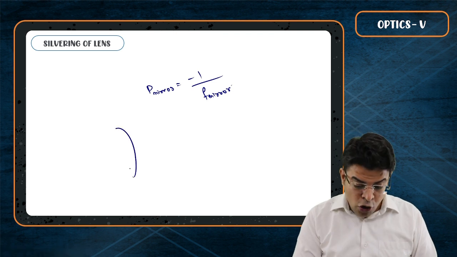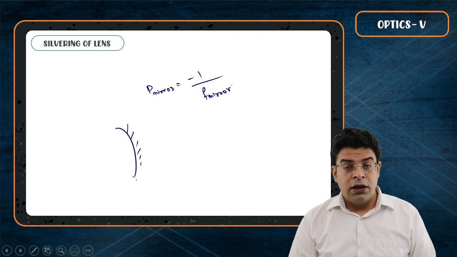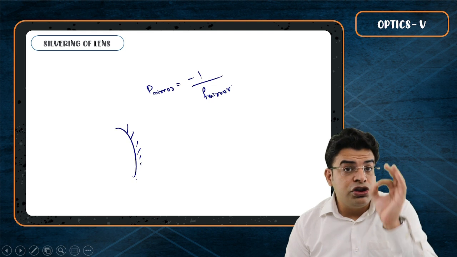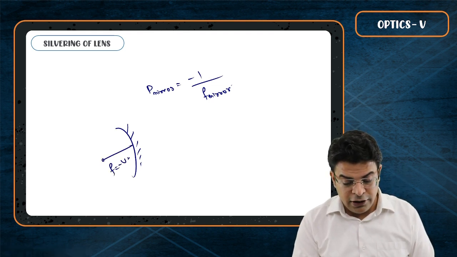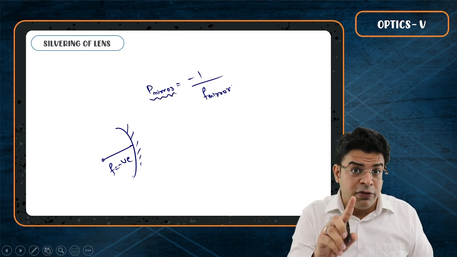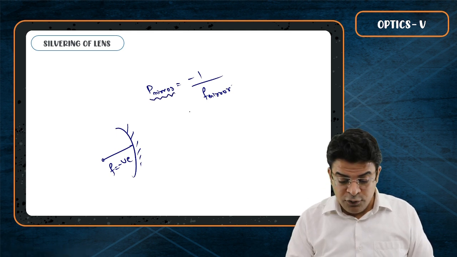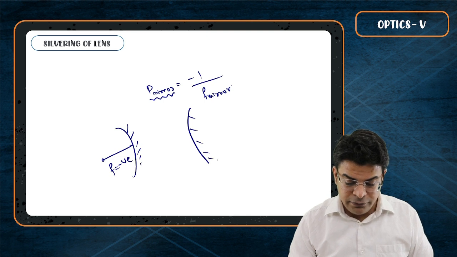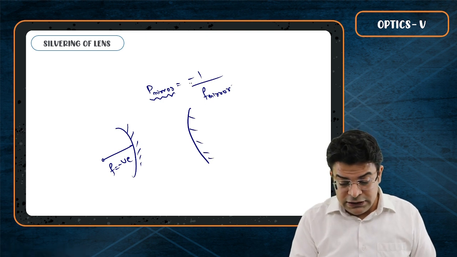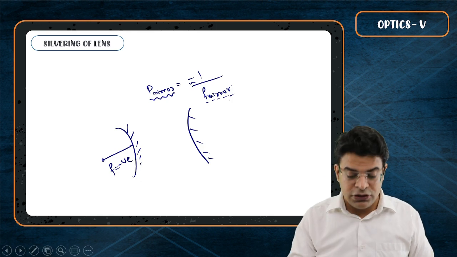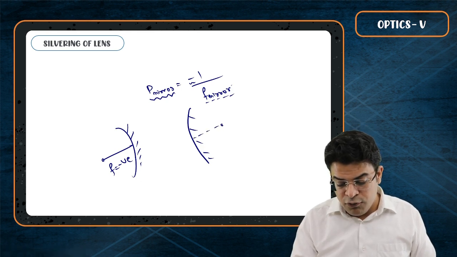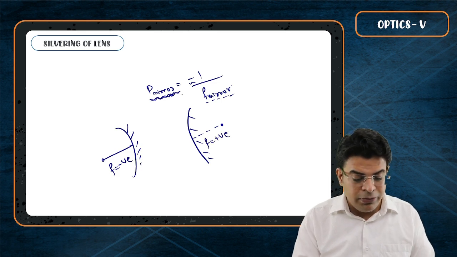For a concave mirror, the value of f, the position of focus with respect to pole, is negative. So f is negative. So the power for a concave mirror comes out to be positive. And for a convex mirror, the power is negative because the focal length of a convex mirror is positive. Why? Because the position of focus with respect to pole is positive. So the power of the mirror comes out to be negative.